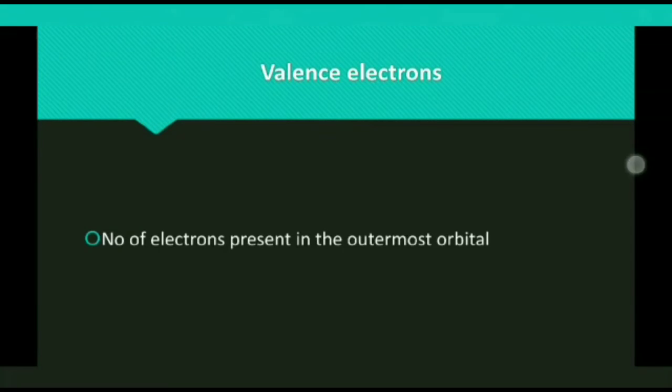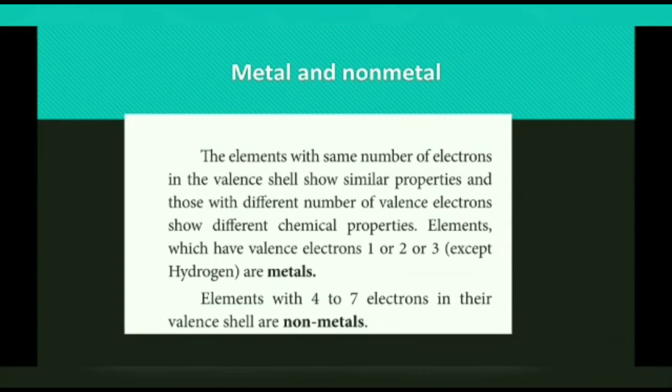Next one is metals and non-metals. Elements which have valence electrons 1, 2 or 3, except hydrogen, the remaining ones are metals. The elements with 4 to 7 electrons in their valence shell are called non-metals.